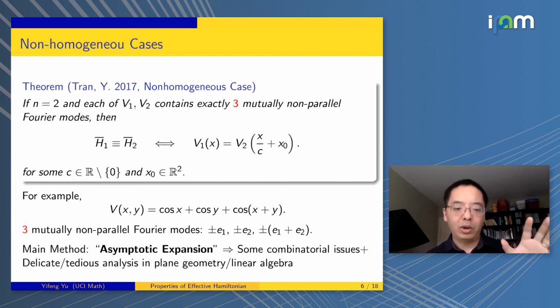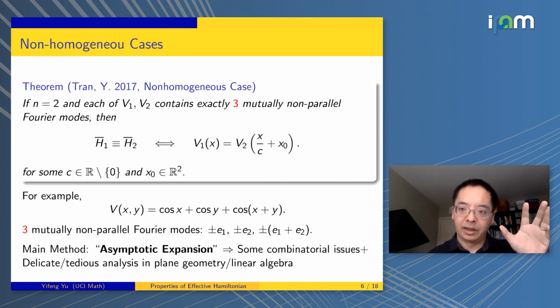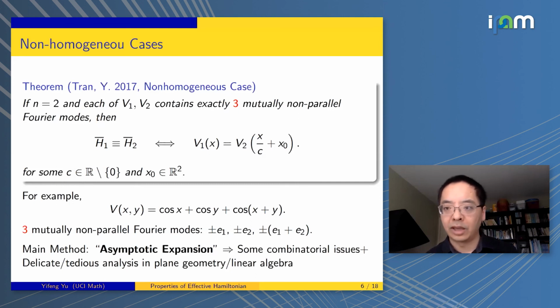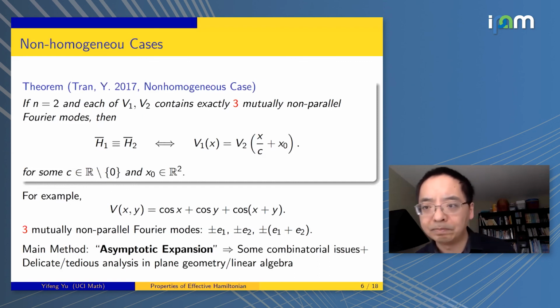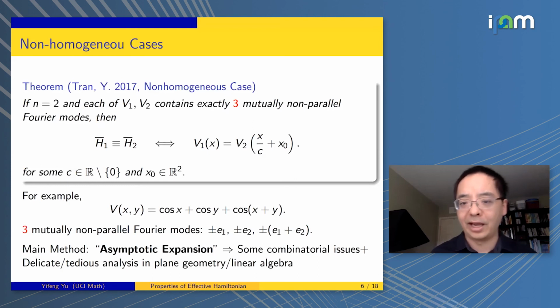All right. So the point is, after we use that asymptotic expansion, we are able to reduce the problem to things related to combinatorial issues. And it involves essentially just some analysis, but it's kind of tedious plane geometry and linear algebra. And so far, that's the only method we have. All right. So let me explain what the asymptotic expansion is that was introduced in the paper I wrote with Han and Song-Ting, the previous one.